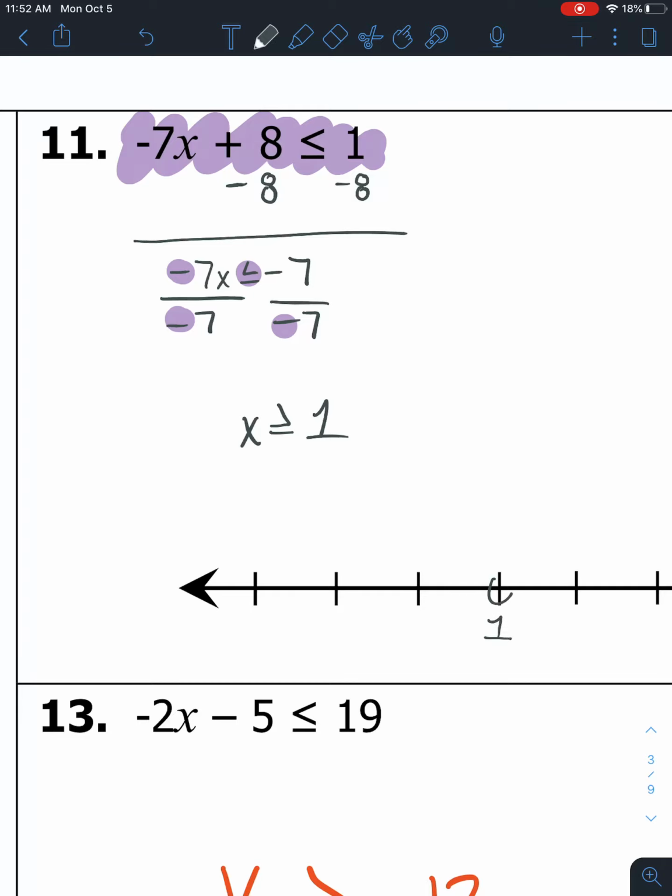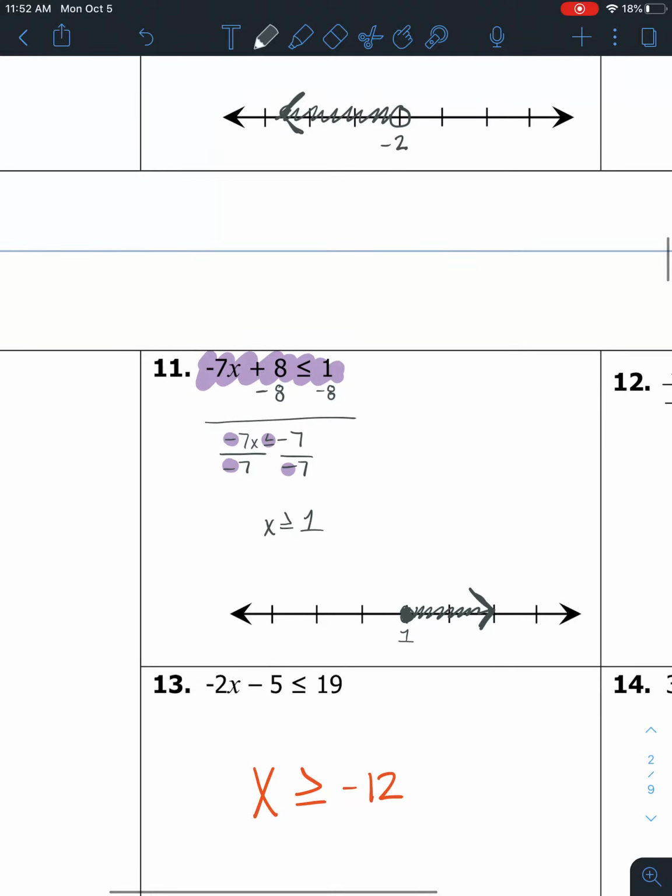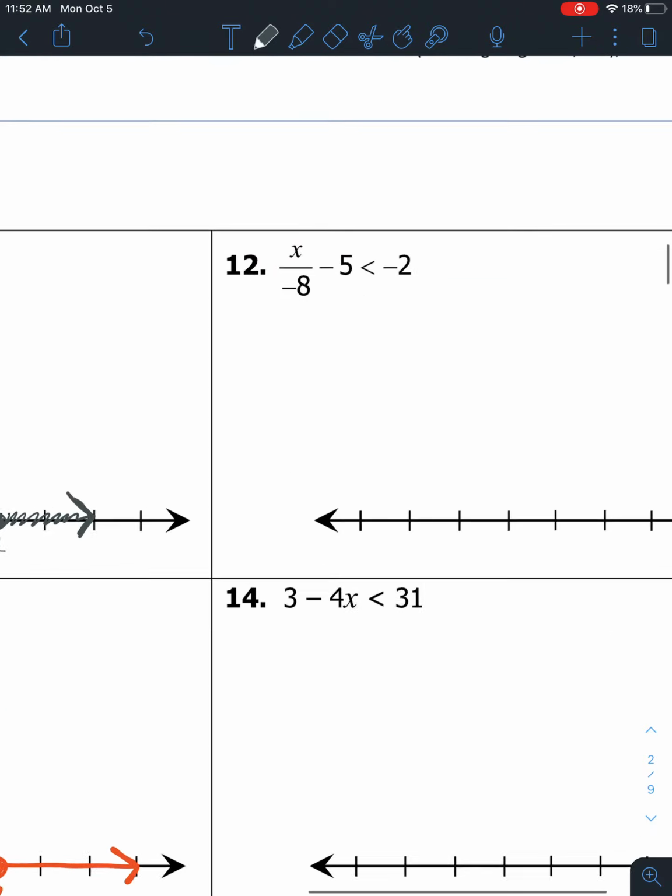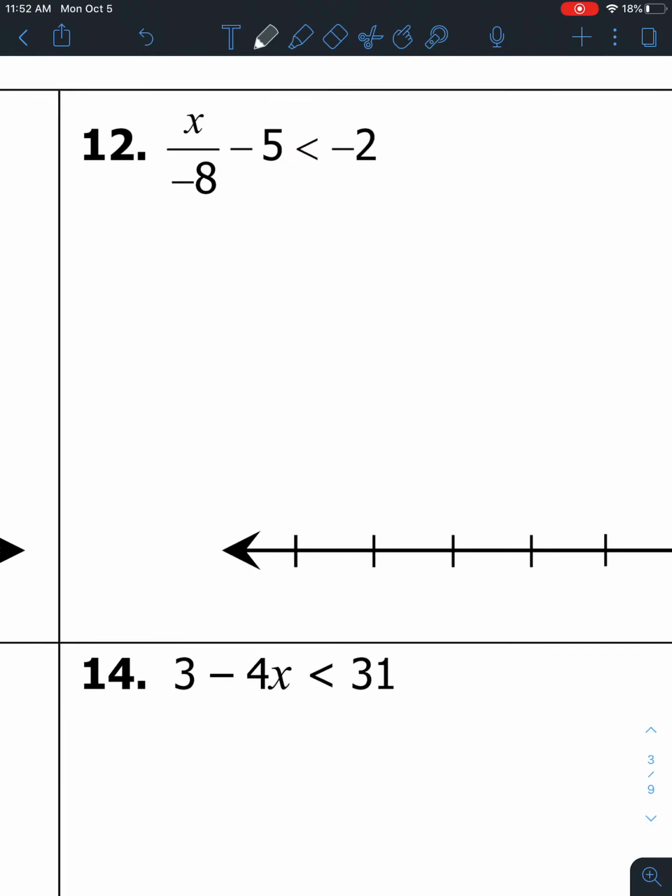So I'm going to put where I want 1 on here. It's going to be a closed circle. And I'm shading in the direction that it's pointing. All right, let's do 12. 12 is another example. We're going to have to flip it.